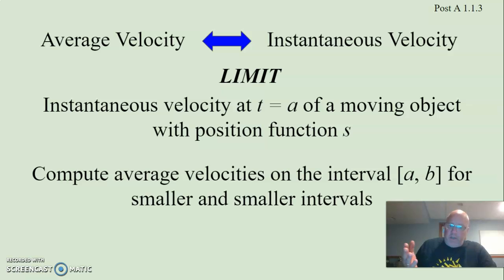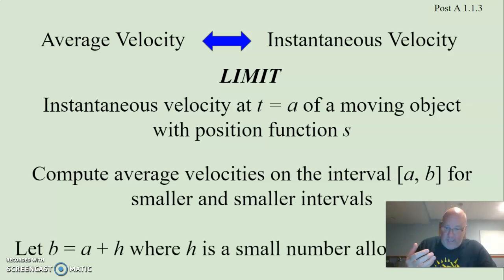And what we're going to be doing is computing a series of average velocities on some interval from A to B, but we're going to let that interval get smaller and smaller. And as that interval gets microscopically small, we're going to start seeing that this average velocity is really taking on the behavior of an instantaneous velocity.